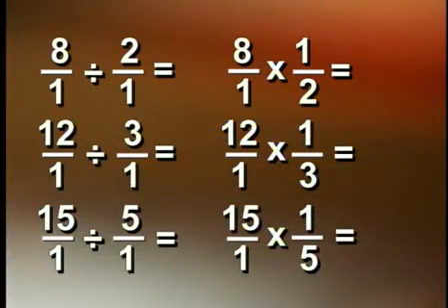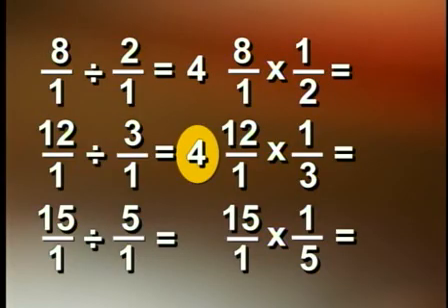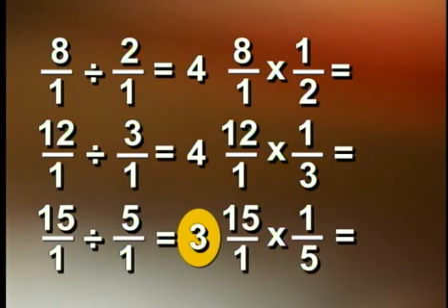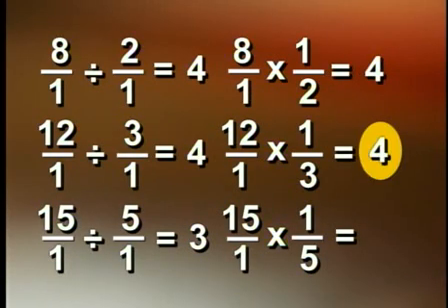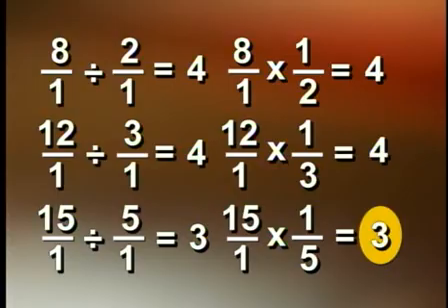Okay. As we see, the division problems, 8 divided by 2 is 4. Now, notice the whole numbers are written as fractions, 8 over 1 and 2 over 1, but still the answer is 4. 12 divided by 3 is 4, and 15 divided by 5 is 3. The matching multiplication problems, we can cancel, and we get the same answers. 8 times 1/2 is 4, 12 times 1/3 is 4, and 15 times 1/5 is 3.